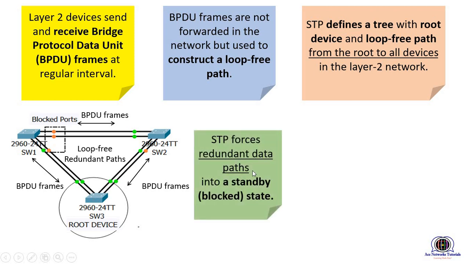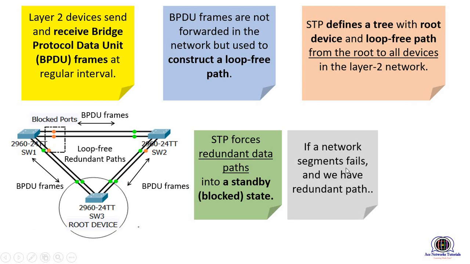STP forces redundant data paths into a standby state. The paths or ports which are not used, STP will block those ports. If the network segment fails and we have a redundant path, for instance your active path fails and you have a redundant path configured, which is right now in a standby or blocked state, what will STP do? It will recalculate the topology and make your redundant path an active path.